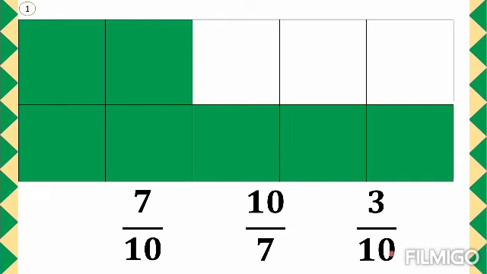Now, for us to see which one is the correct answer, we're going to count the shaded parts. Let us count now, guys. 1, 2, 3, 4, 5, 6, 7. Therefore, our numerator is 7. So among these three options, the correct answer is 7/10. Okay, so let's proceed now to the next activity.